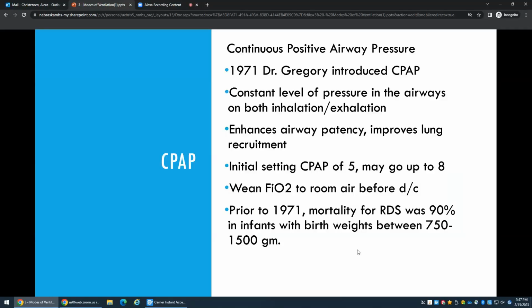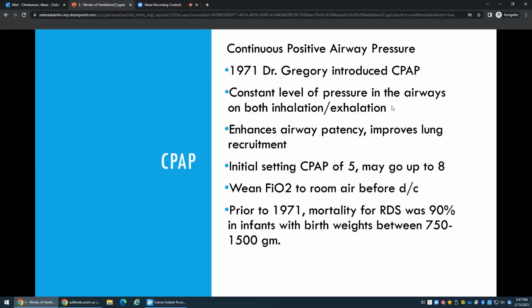Okay, nasal CPAP. Nasal CPAP is just a continuous positive airway pressure, just a constant pressure in the lungs via the nares. It was introduced in 1971 by a gentleman named Dr. Gregory. Prior to 1971, the mortality rate for babies with RDS was 90% if your birth weight was between 750 and 1,500 grams. CPAP has saved a lot of lives.